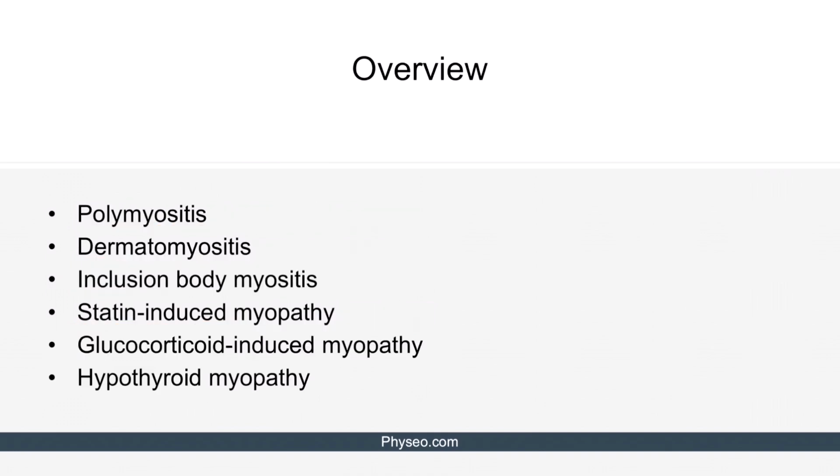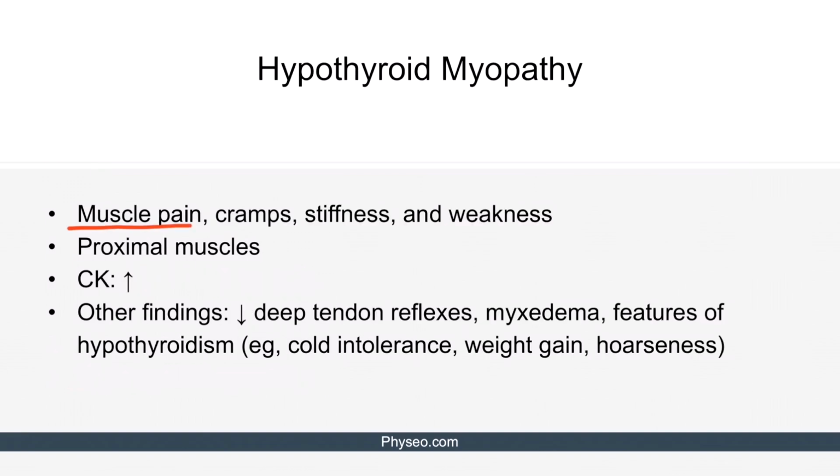Okay, finally, let's discuss hypothyroid myopathy. Hypothyroid myopathy presents with muscle pain, cramps, stiffness, and weakness, and it affects the proximal muscles. Creatine kinase levels are elevated, and they actually can be very high in some patients.